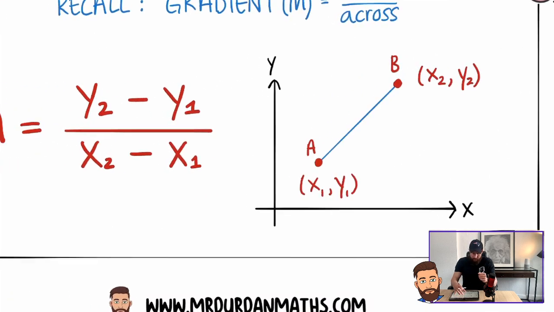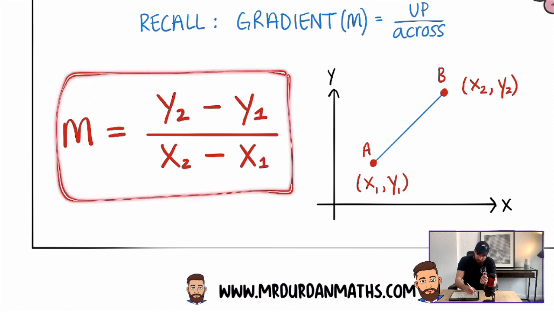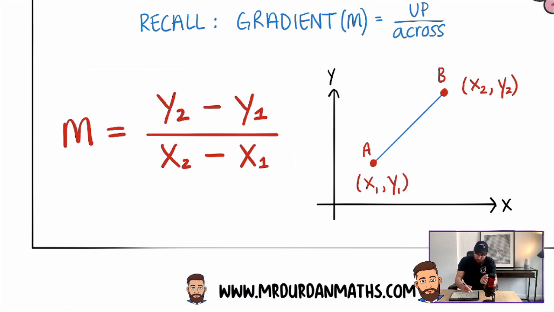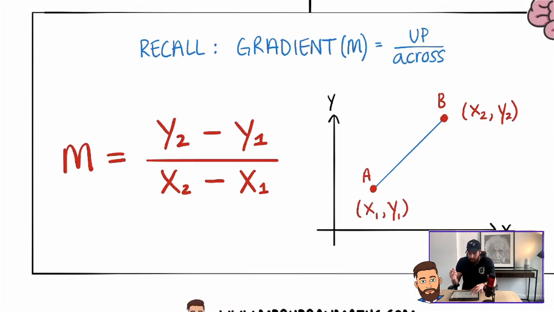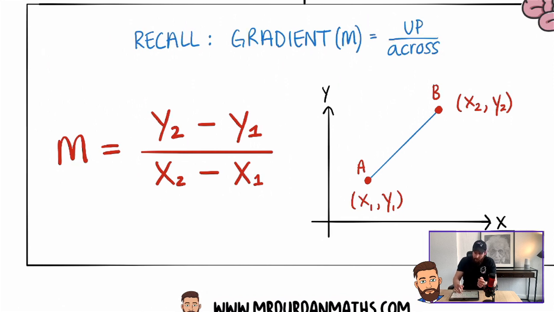Okay, so what does this all boil down to? Well, we've got this gradient here, m equals. If you have got 2 points, all you have to do, remember, up divided by across is the way we have been finding our gradient from a line. Well, what does up mean? Up is the y-axis, isn't it? If you go up and down, you'd be using the y-axis. And if you go across, you'd be using the x-axis.